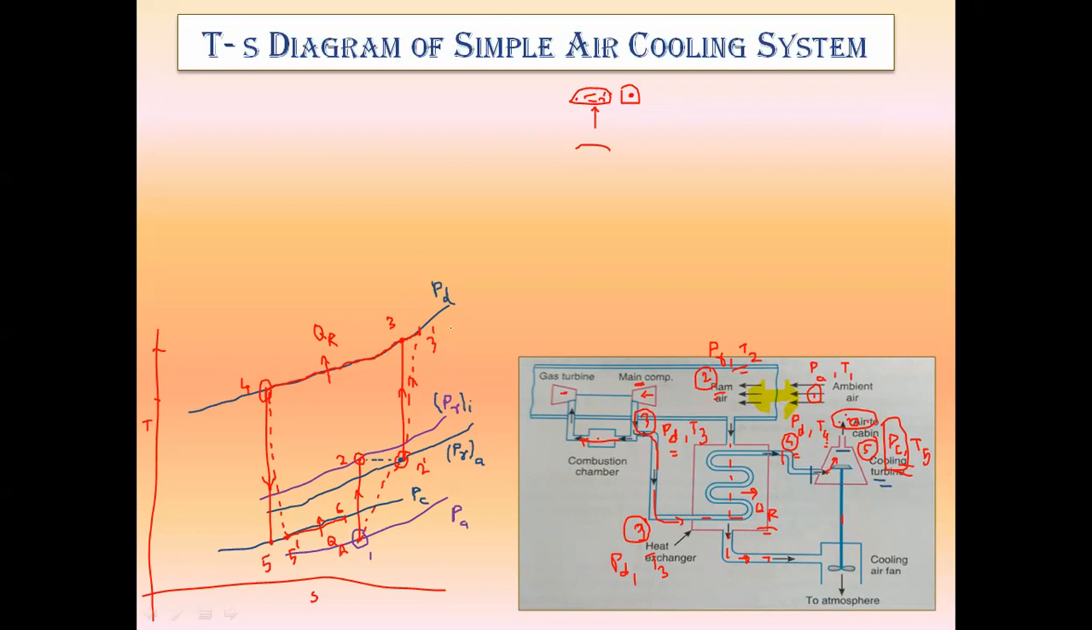So this is nothing but the TS diagram for the simple air cooling system. Have you understood this TS diagram? Yes or no? Write in the chat box, or if you have any query or question, you can ask me. Have you understood this TS diagram? How to draw this TS diagram? Write in the chat box.